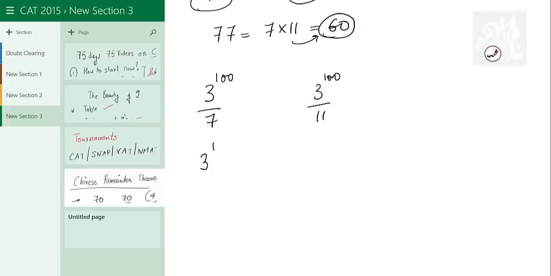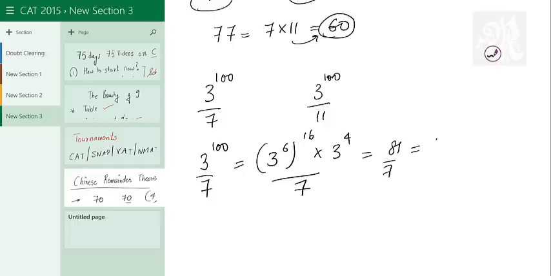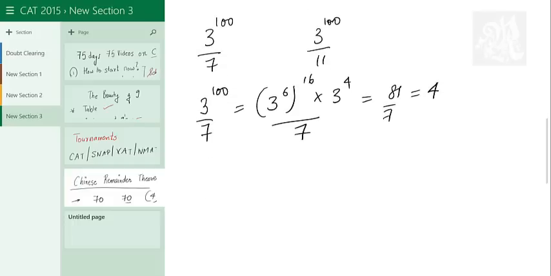So we have 3 to the 100 by 7. Now 7 has 6 co-primes, which means it'll remove all the 6's, 16 sixes, that is 96, leaving 3 raised to 4 by 7, and this part will be the remainder 1. The only thing is 81 by 7, the remainder is 4. And talking about 11, the number of co-primes less than 11 is 10. So I have remainder 1.